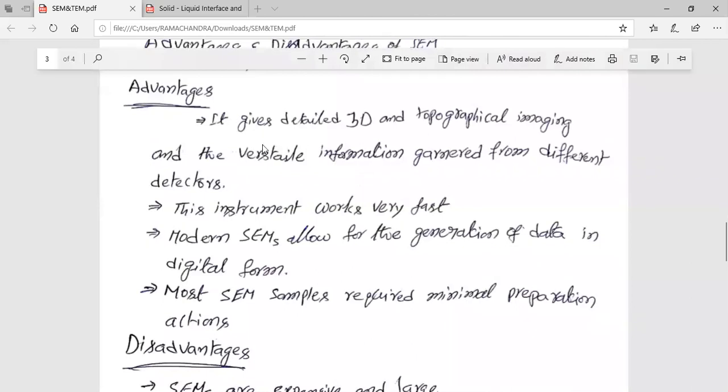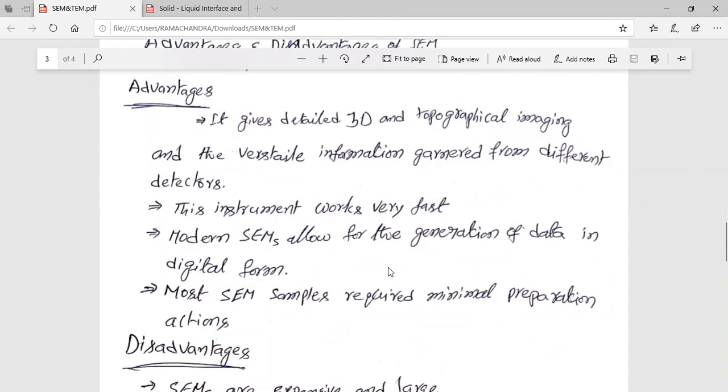So it gives a detailed 3D topological imaging. Topological means all the morphology they provide in the form of 3D structures, and the versatile information garnered from the different detectors. We are using different detectors, as we already discussed in scanning electron microscopy: the backscatter detector, scanning coil detector, and secondary electron detector. Wherever absorption or reflection or formation of secondary electrons occurs, that information can be detected by this technique, which is an advantage.